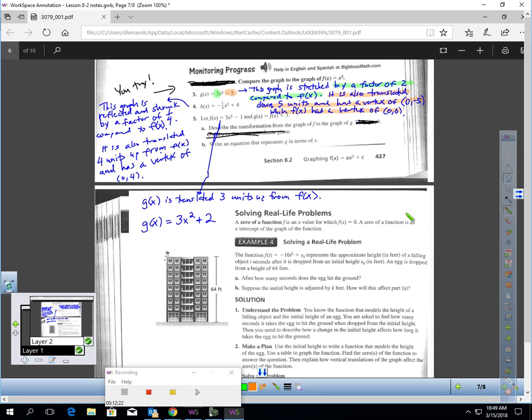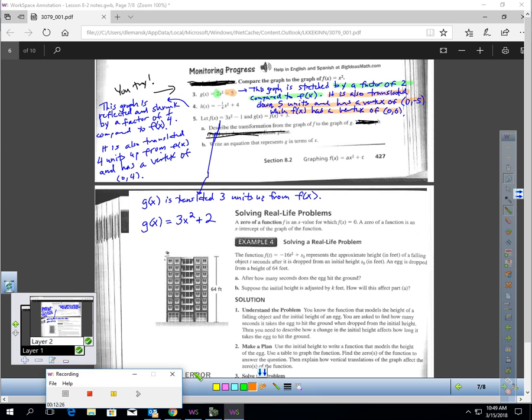Okay, let's go to number 4. It says this graph is reflected and shrunk by a factor of a quarter compared to the parent function. How do I know that? Well, look at, there's a negative 1/4 in front. Negative reflects and quarter shrinks. The parent function has a 1 in front. Okay? Second thing, this is translated 4 units up from the parent function and has a vertex of 0, 4.